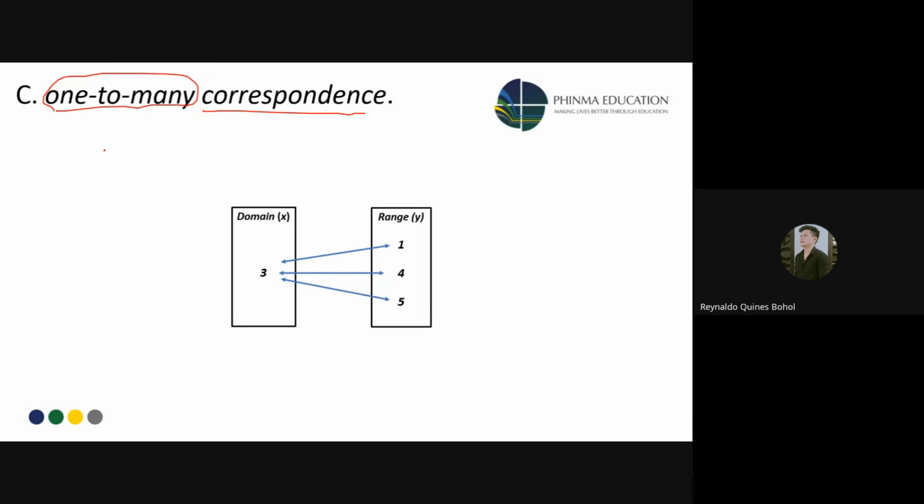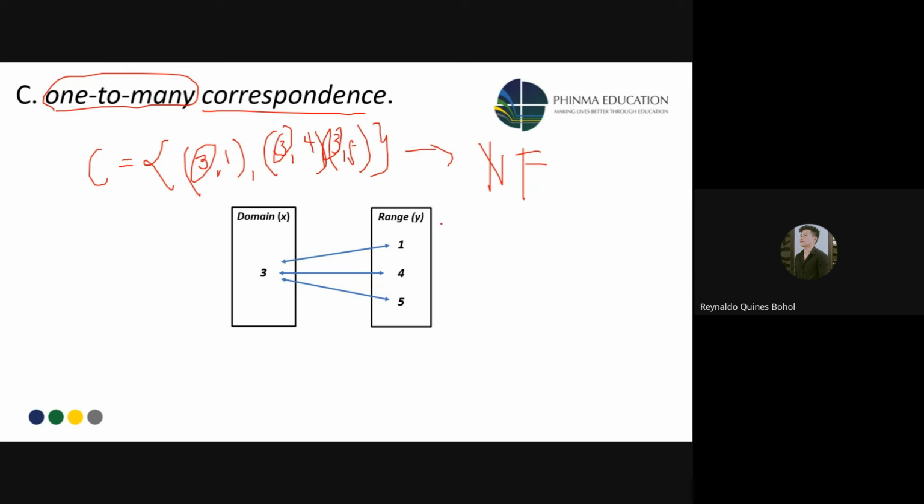So the domain here, so let's see, this is 3, 1, 3, 4, 3, 5. Okay. So 3, 3, 3, there is a repetition of your x. That's why it is not a function. Okay, the domain here should be 3 only. And then the range is 1, 4, 5. Okay, the range here is 1, 4, 5.